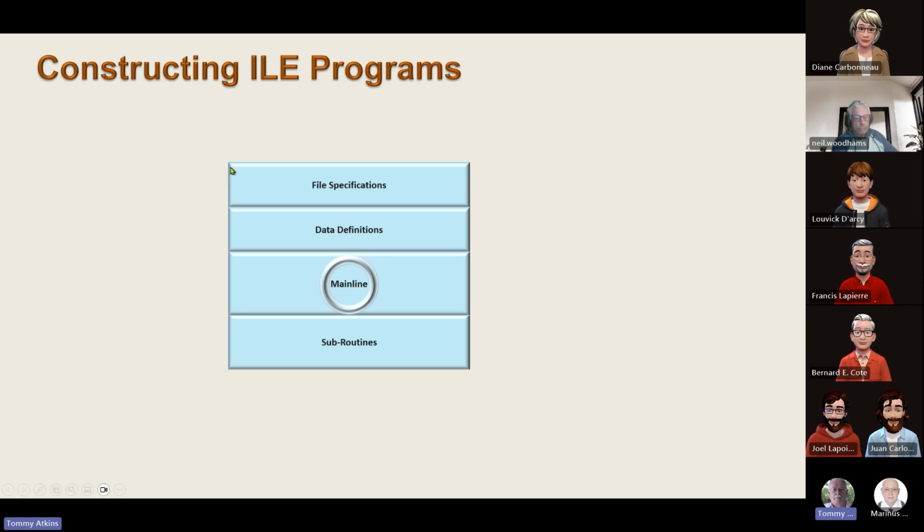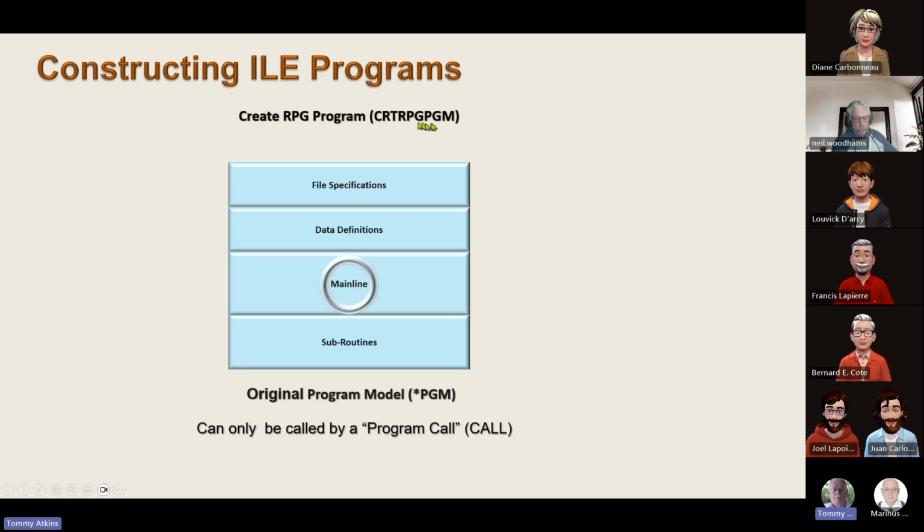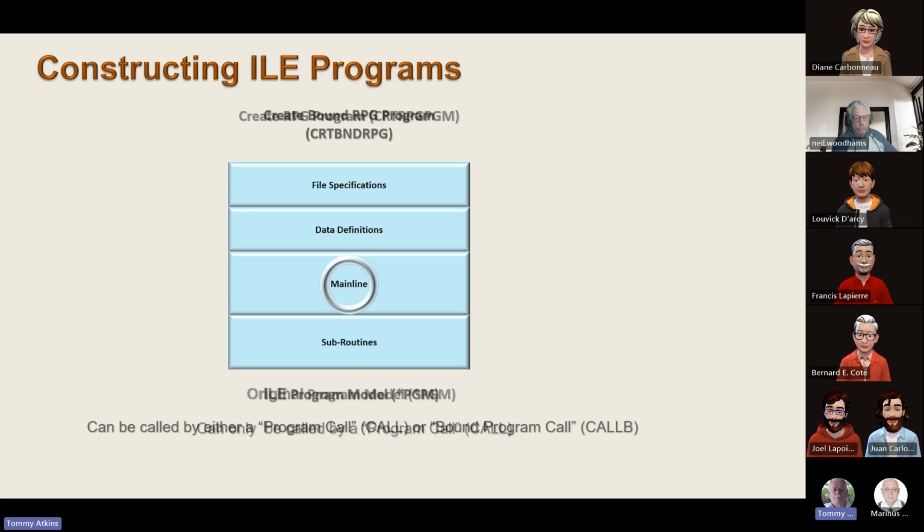Then in this case, this particular next phase is if you take these components and you use the create RPG program, you will have created an original program model, OPM, and you can only call this through a program call, and it can only run in the default activation group. Very restricted and limited by today's standards. So what we need to do is look, first of all, I am sure you don't use create RPG program. I'm sure you use create bound RPG.